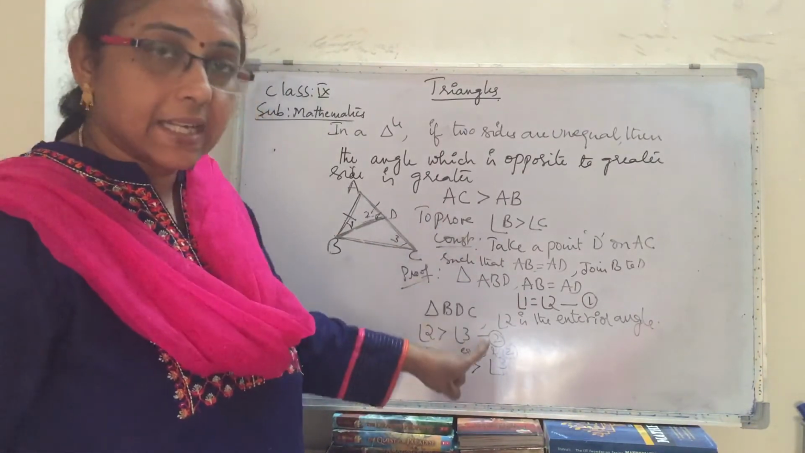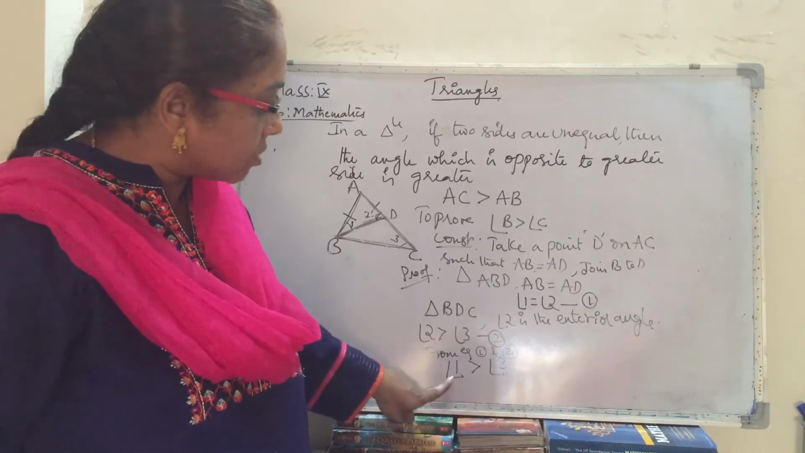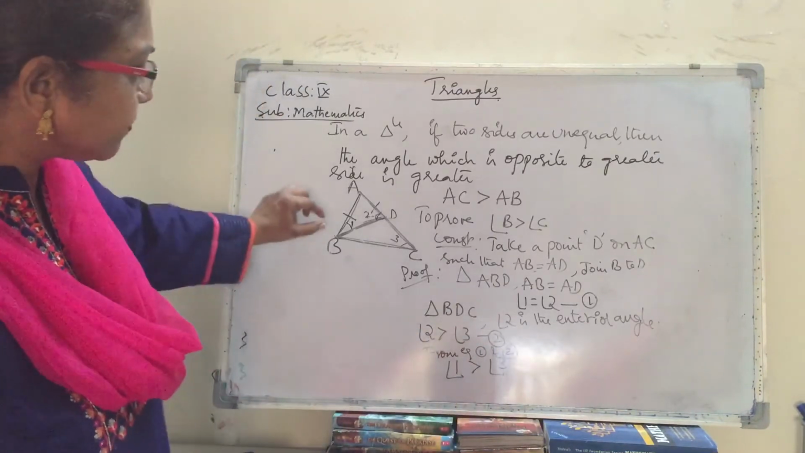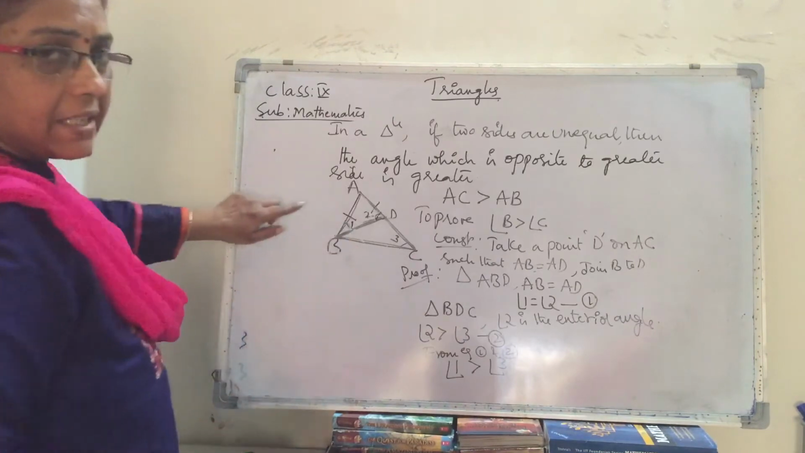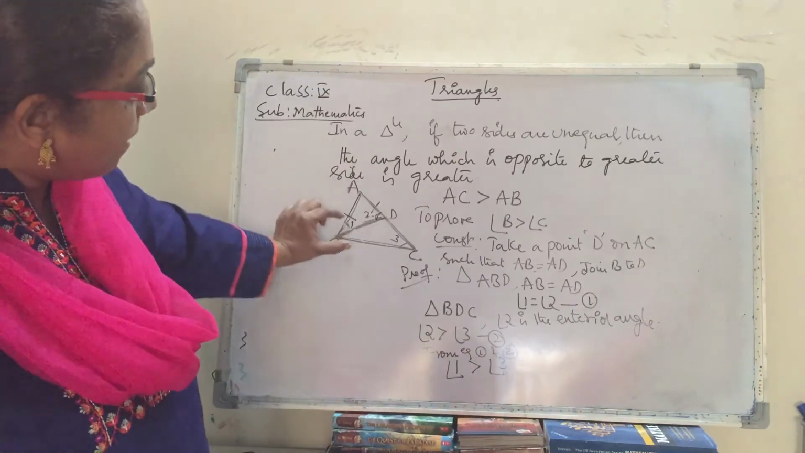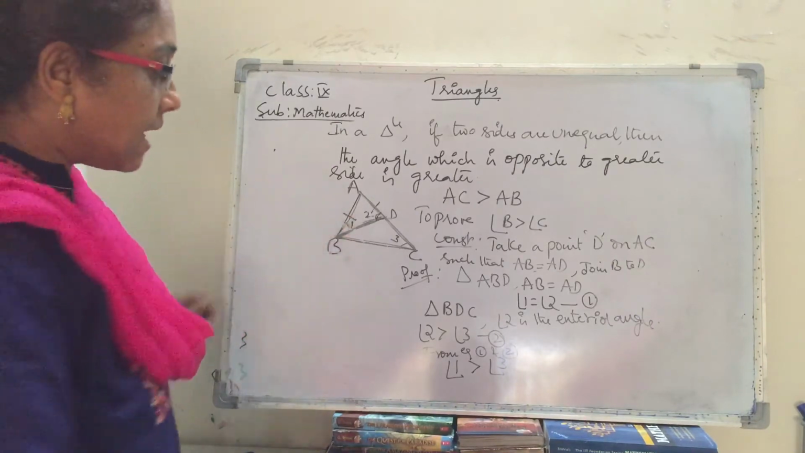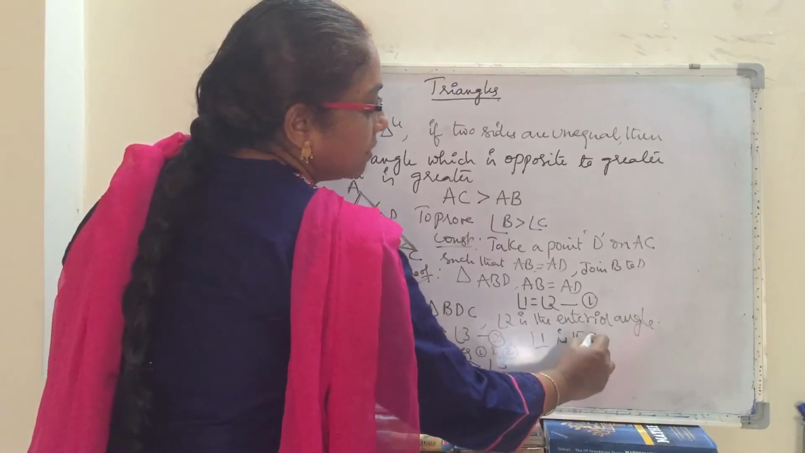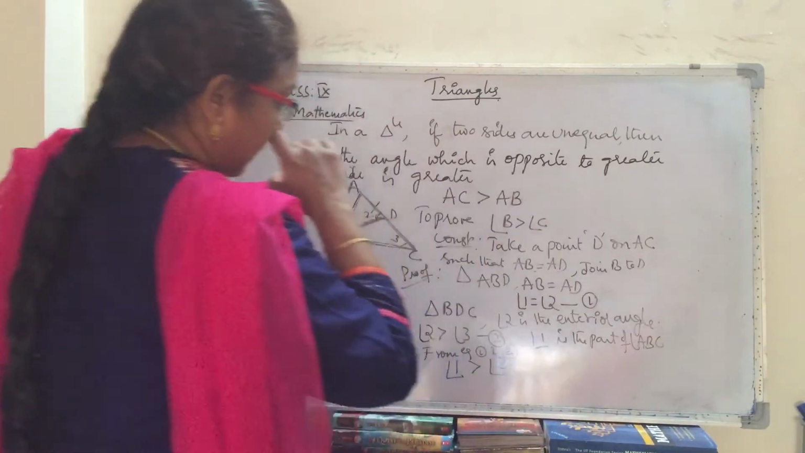If angle 2 is greater than angle 3, and angle 1 and angle 2 are equal, we can also write angle 1 is greater than angle 3. Now see, here this angle is angle 1. Observe this diagram. Angle 1 is a part of angle ABC.